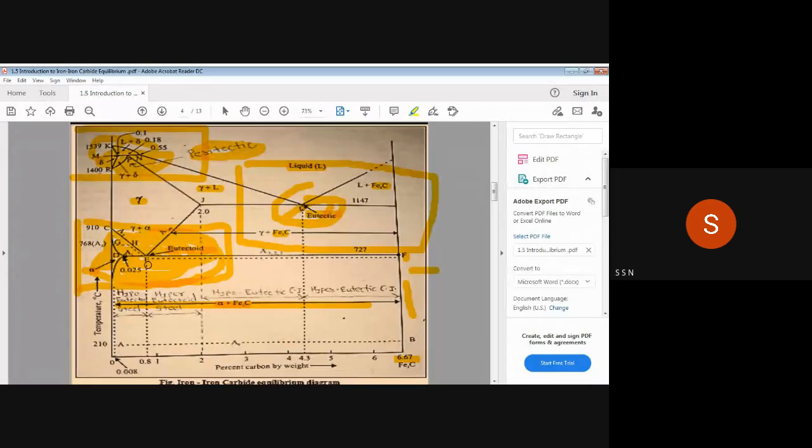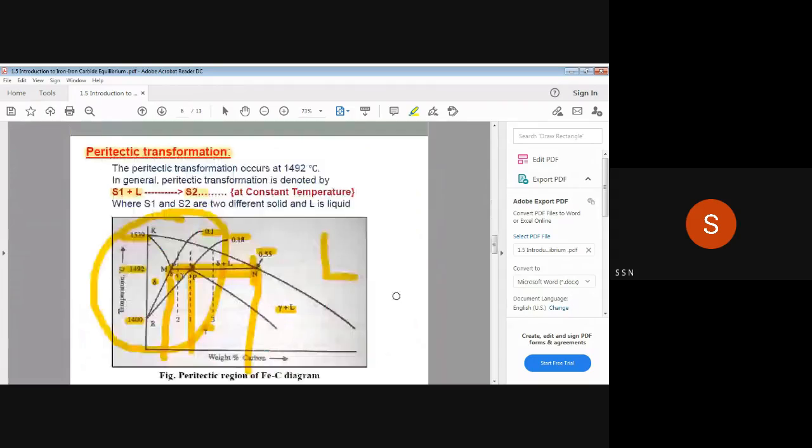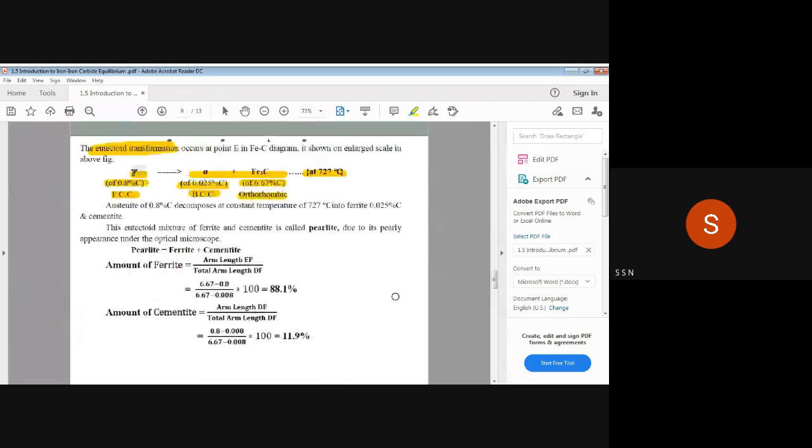Here eutectoid reaction is occurring. That's why we will apply lever rule to DEF point. DEF point ला lever rule apply करू and we will get the percentage of different solids. कारण इथं दोन सॉलिड आहेत, आता लिक्विड आणि सॉलिड नाहीये. कुठलं कुठलं सॉलिड आहे? Amount of ferrite we can find out and we also can find out amount of cementite.